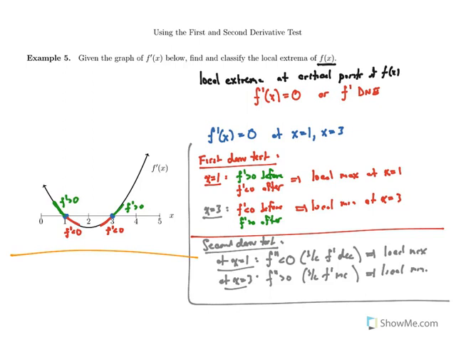Lastly, I wanted to point out that we know that we have an inflection point at x equals 2 because the derivative of the derivative, the second derivative, is 0 at x equals 2. And we can say that f changes concavity at that point.